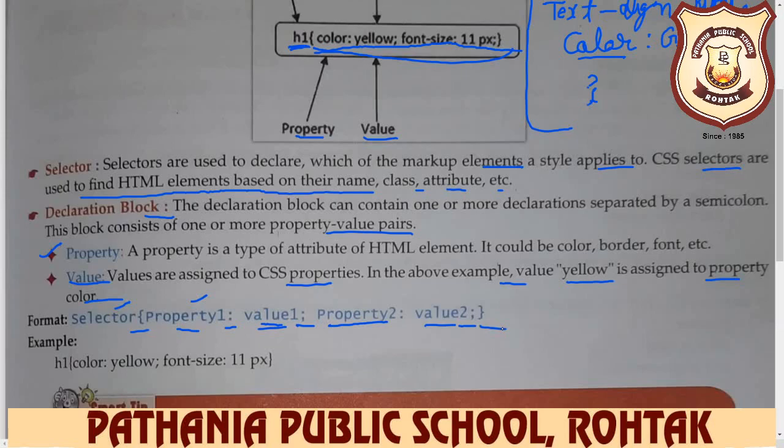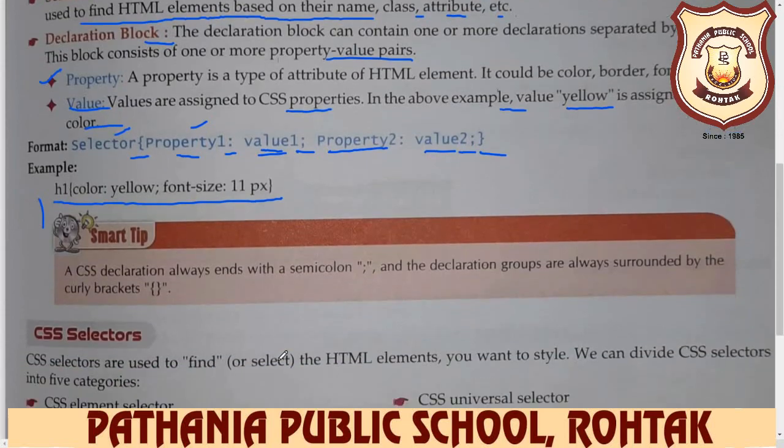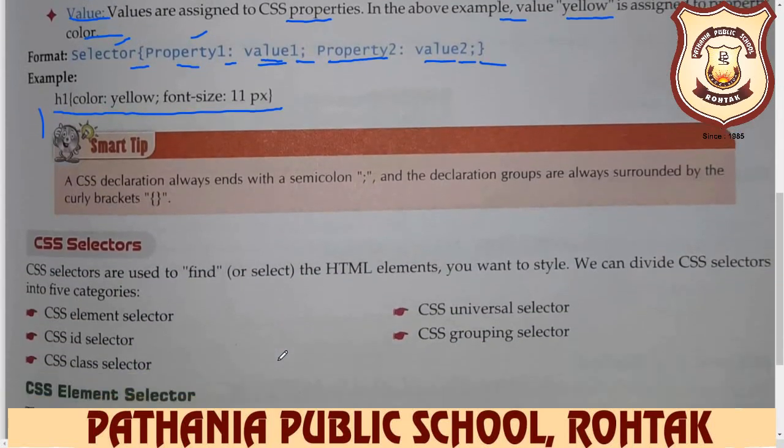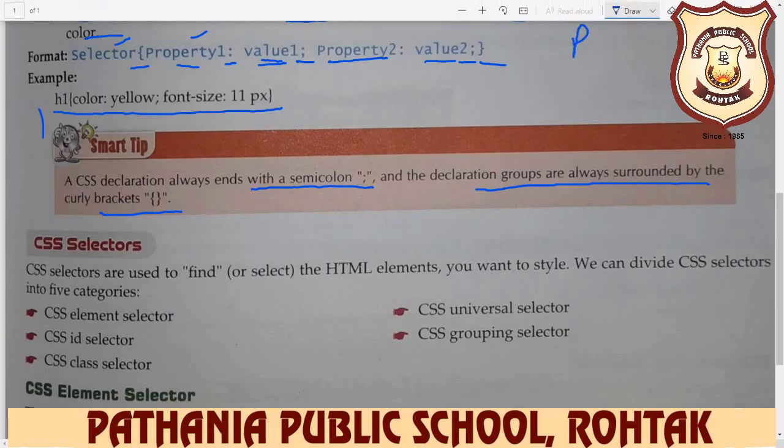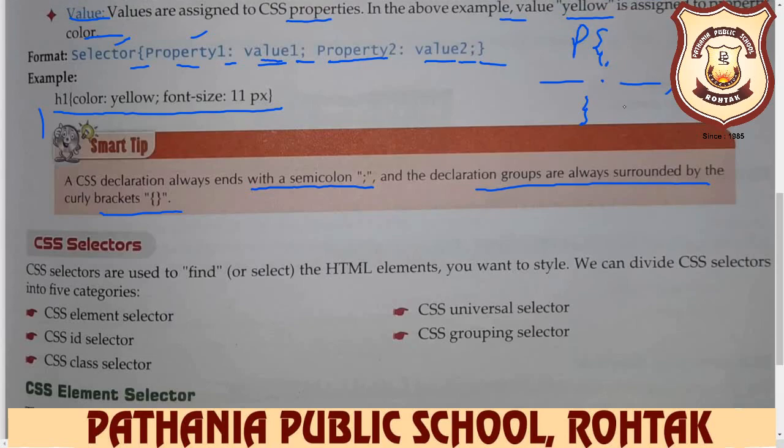As we have already discussed above, example H1 color yellow, font size 11 pixels. A smart tip: a CSS declaration always ends with a semicolon, and the declaration group is always surrounded by curly brackets. For example, you want to define the P, then you write down P here. After that you use the curly braces here or in the next line. And after that you define your property, then use the colon, then define the value, and then write down the terminator here. So this is the declaration.